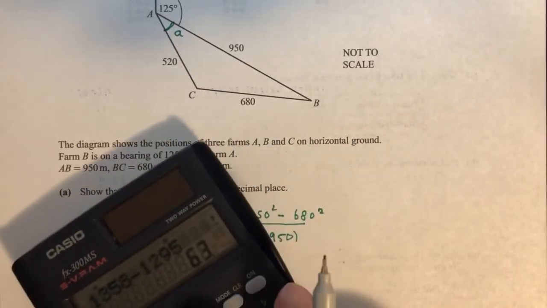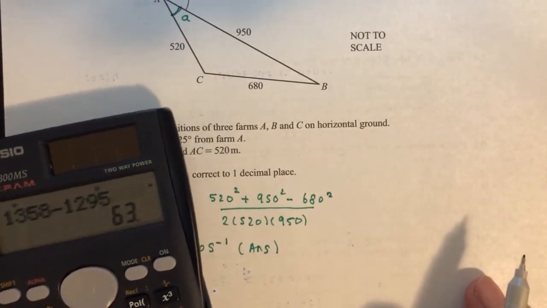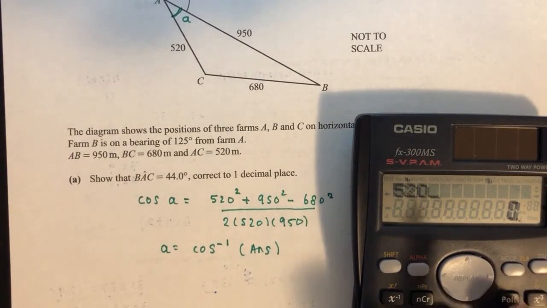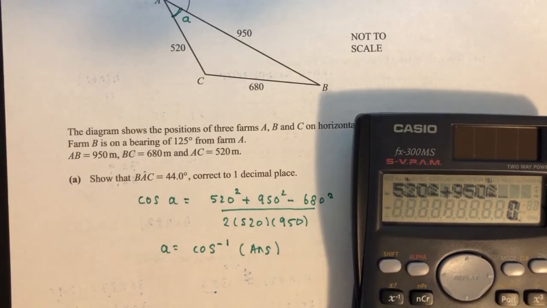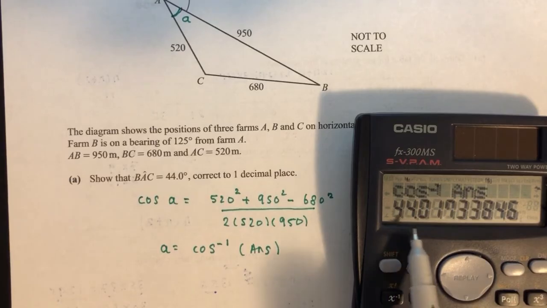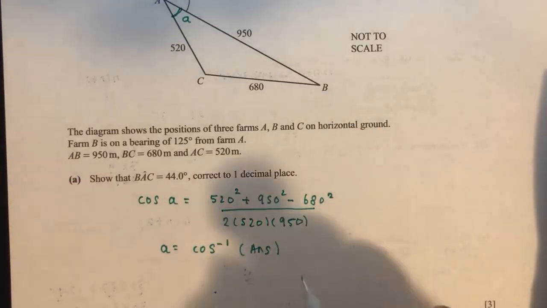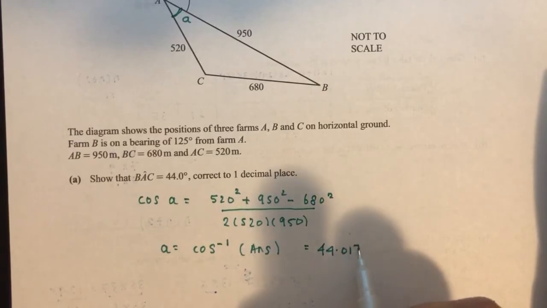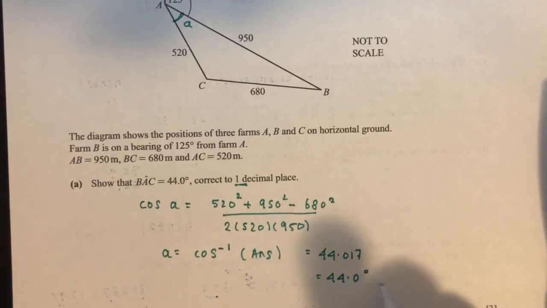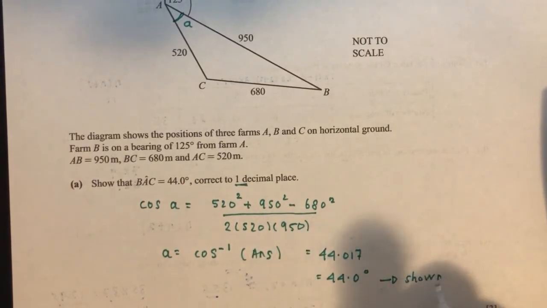So let's find that. Let's use our calculator. So here we have 520 squared plus 950 squared minus 680 squared divided by 2 times 520 times 950. That will be 0.719. Cos inverse of that, it will be 44.017. Now you answer correct to 1 decimal place. It will be 44.0 degrees, shown as required.